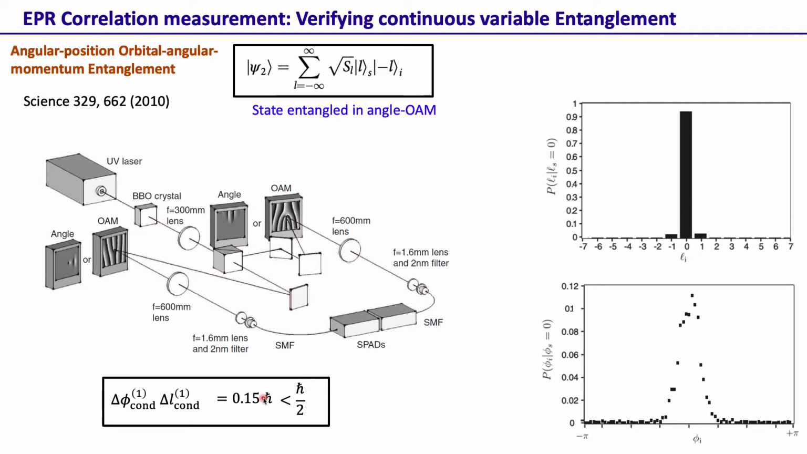And although EPR had used the fact, this strange fact of quantum mechanics, that one can have this kind of correlation, now this strange fact itself is used for verifying entanglement.